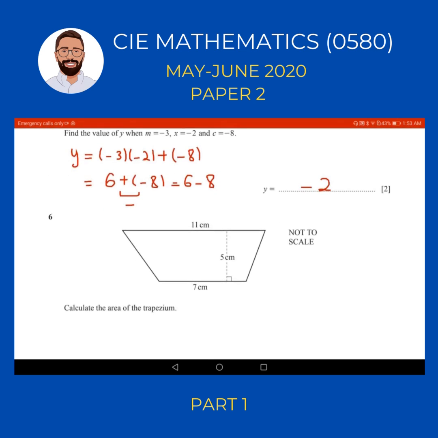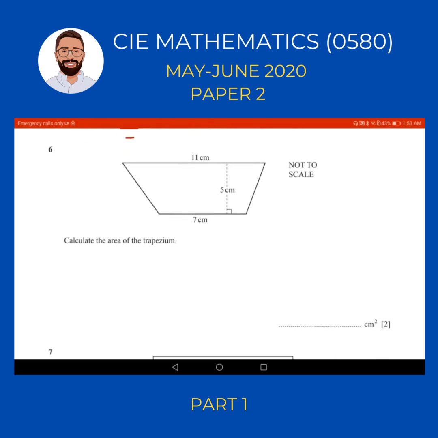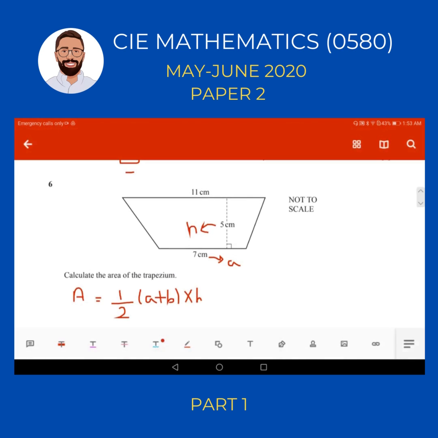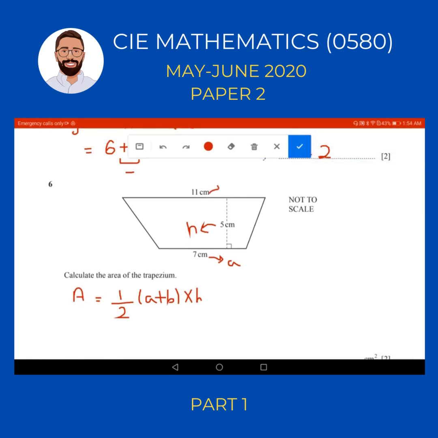Question 6. So this diagram is a trapezium, and we are asked to find the area of the trapezium. Now, the area of the trapezium A is equal to half times A plus B times the vertical height. Now 7 is A, 5 centimeters is the vertical height, and 11 is B.